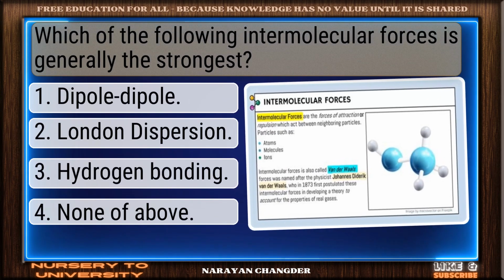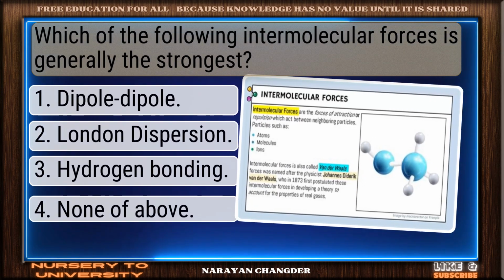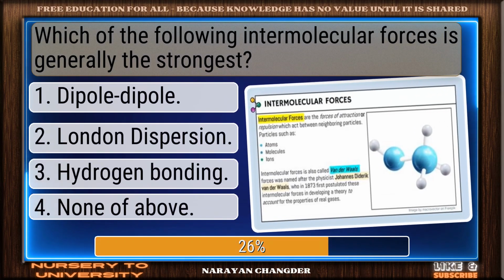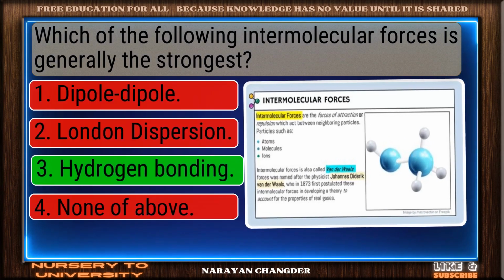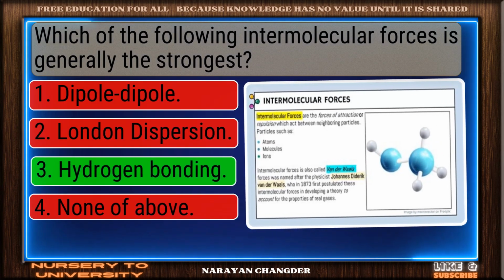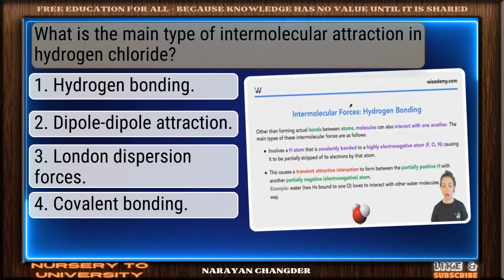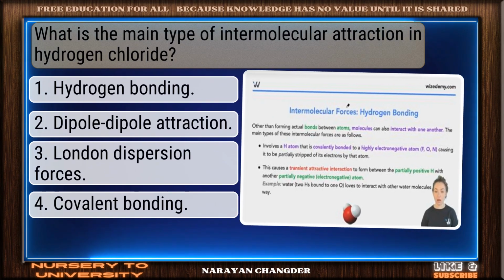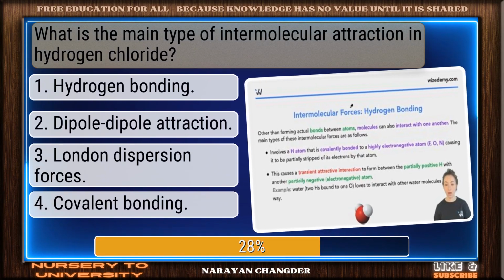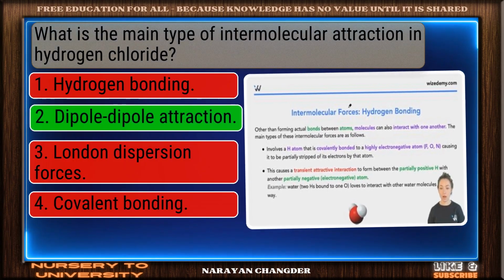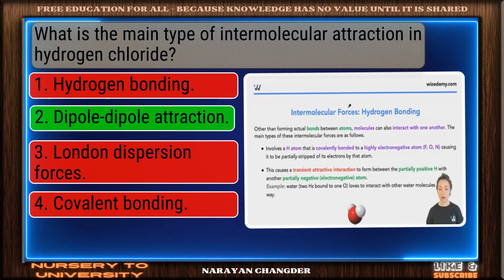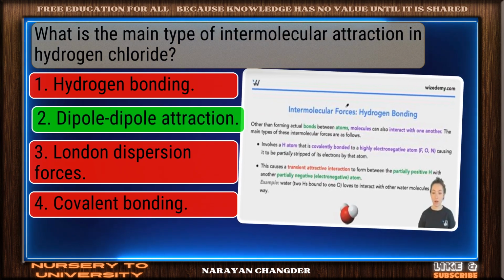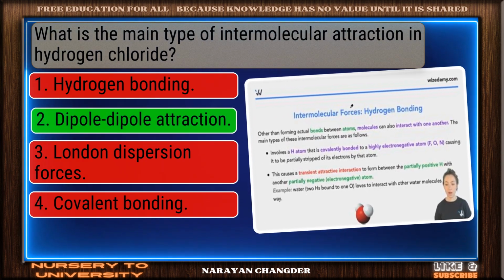Which of the following intermolecular forces is generally the strongest? Perfect. Hydrogen bonding is the correct choice. What is the main type of intermolecular attraction in hydrogen chloride? Smart move. Dipole-dipole attraction is an accurate answer.